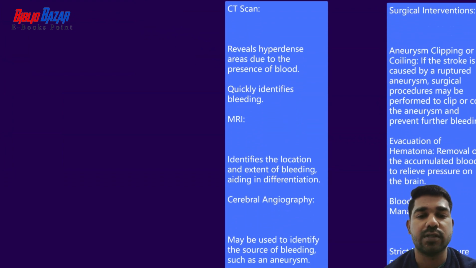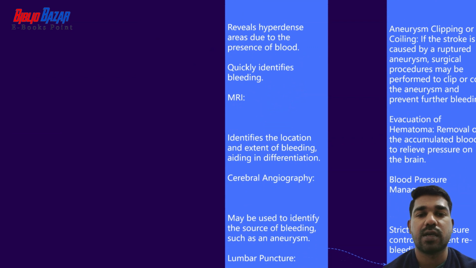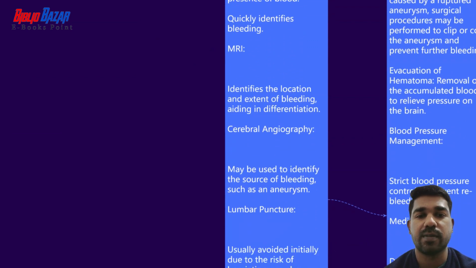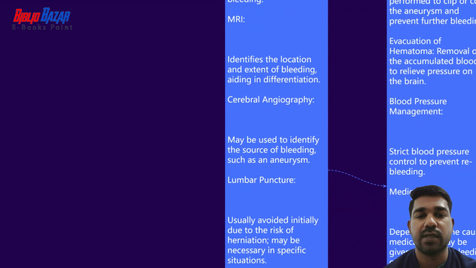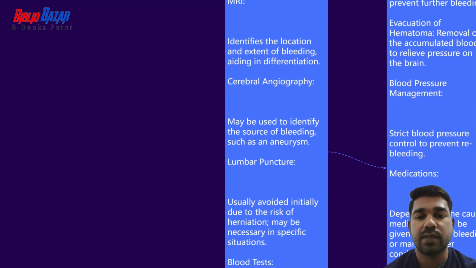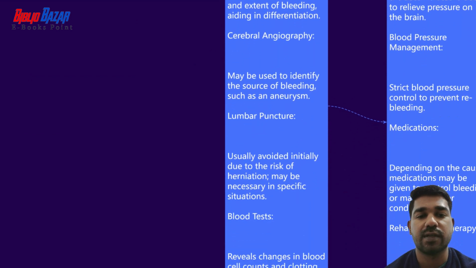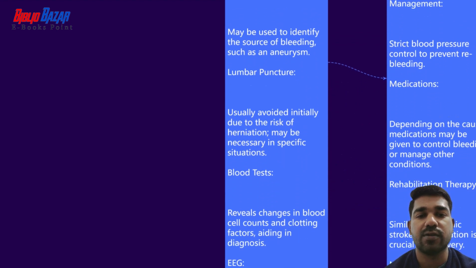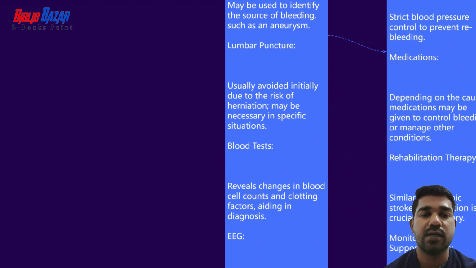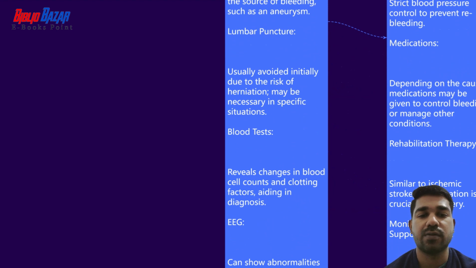We will move on to diagnosis. CT scan reveals hyperdense areas due to the presence of blood, and identifies the bleeding. Then MRI identifies the location of the bleeding, and cerebral angiography can be done to identify the source of bleeding. Lumbar puncture can be done, but is usually avoided initially due to risk of herniation; it may be necessary in specific situations.